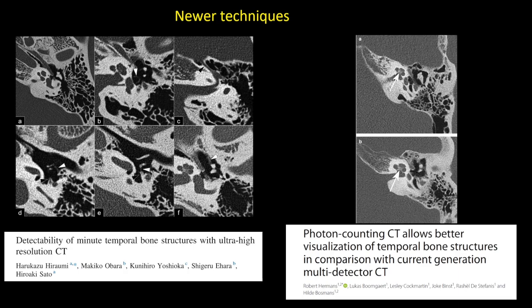Similarly, with photon counting CT, there's very good detail of the cochlear structures and the modiolus. The other advantage of photon counting CT is that it does this with a lower radiation dose. The main limitations of these newer techniques are, of course, the cost and availability of these scanners and also the need for specialized knowledge and training for optimal use.